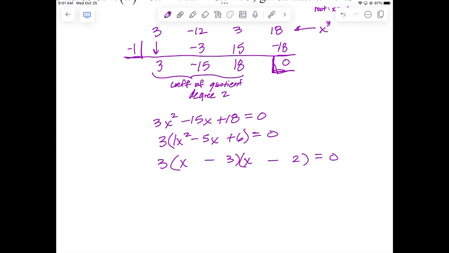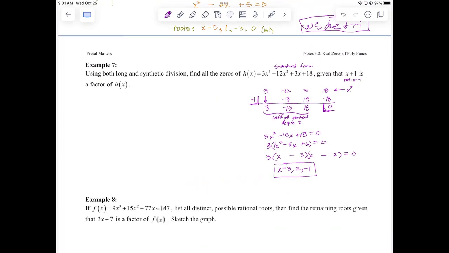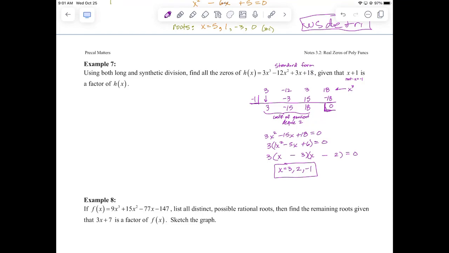Now using the factor theorem or the root theorem, if x minus 3 is the factor, what's the corresponding root? 3. And if x minus 2 is the factor, what's the root? 2. And let's bring down the other root from up above. What was the first root? -1. There is the solution right there. Those are your 3 x-intercepts. Okay? We found all the zeros.